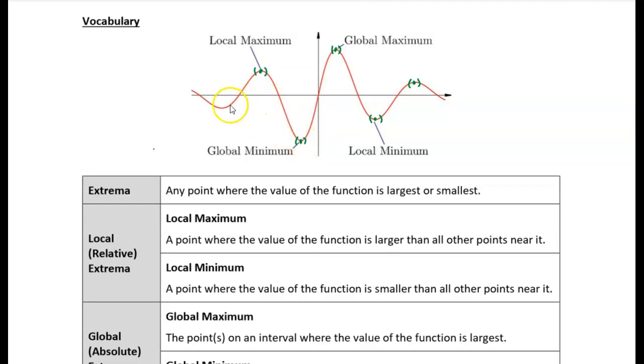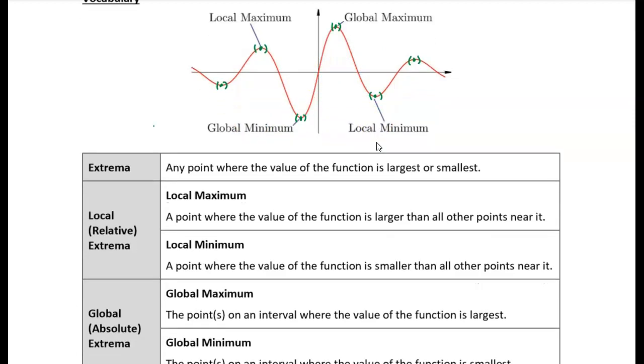We also have a local minimum here. Over here, there's a point that's smaller than all of the points near it, and that's a local minimum. So that's the idea of a local minimum. We're just looking in that local area, just in that small area around the point, and not at the whole function. Now, when we look more broadly, we are considering the global maximum and the global minimum.